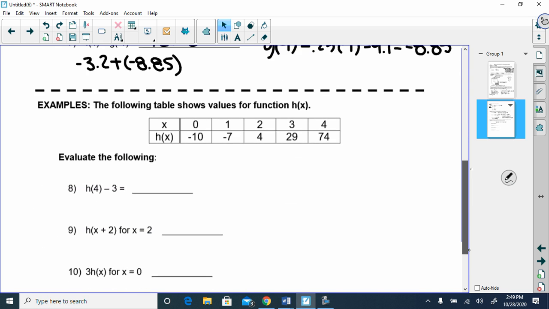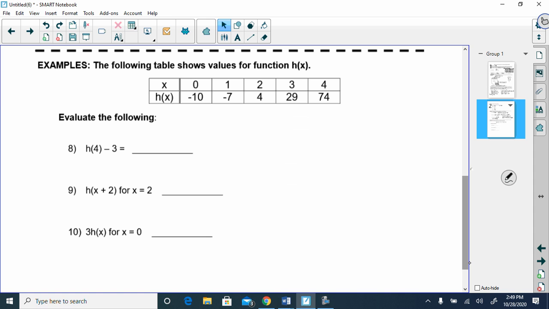All right, last one says the following table shows values for h of x. Find the following. So here, h of 4, that means instead of x, I'm looking for where x is 4. So what is y when x is 4? So I have 74 minus 3. 71. Very good.